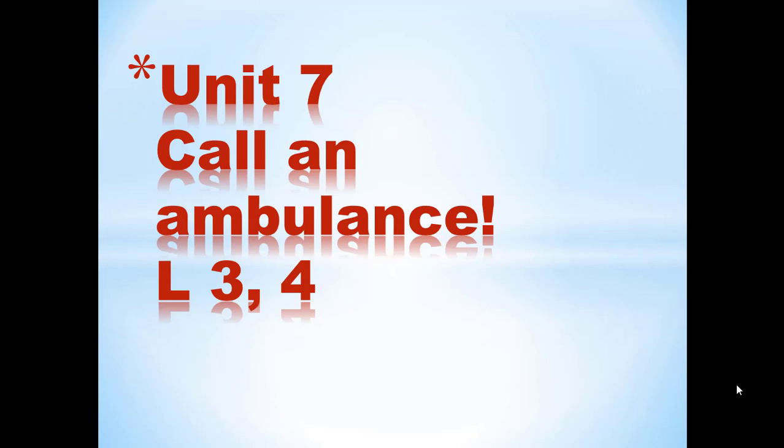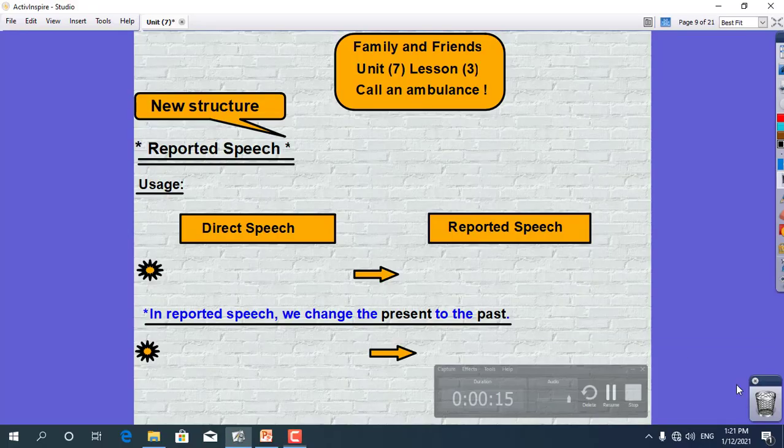Today's lesson is about Unit 7, Lessons 3 and 4, and this unit is called Call an Ambulance. Today's lesson is a grammar session, and it's about reported speech. But you should know here the meaning of reported speech. It means to tell or inform what somebody else said.